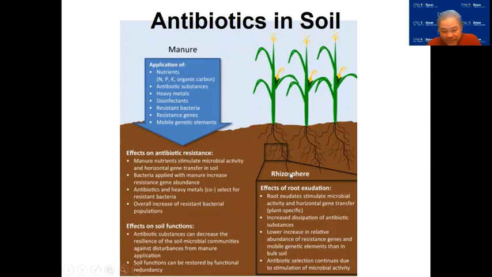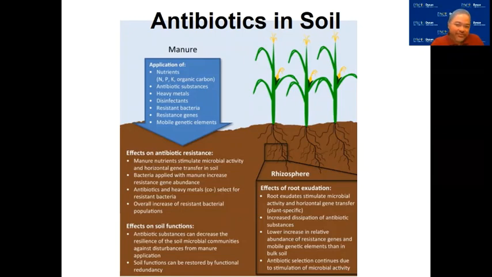Now, in terms of the rhizosphere here, they found out the effects of the root exudation. So what does this mean? The root exudate stimulates the microbial activity and horizontal gene transfer, which is plant specific. It increased dissipation of antibiotic substances. It also showed a lower increase in relative abundance of resistant genes and mobile genetic elements than in bulk soil. So antibiotic selection continues due to the stimulation of microbial activity.